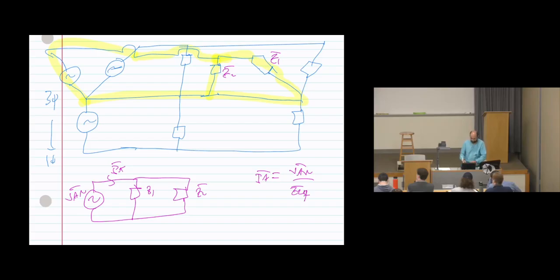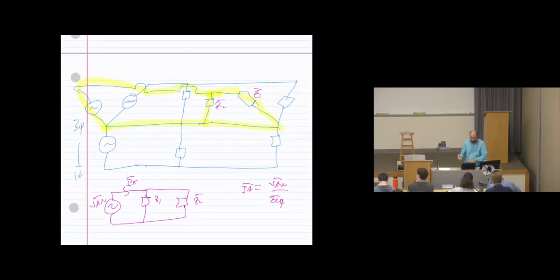Okay? So just keep in mind, if you see these kinds of weird circuits, don't panic. It's fine. We can just handle it. Try to look at phase A. Start from one point and go back to the other point. Okay, any question?